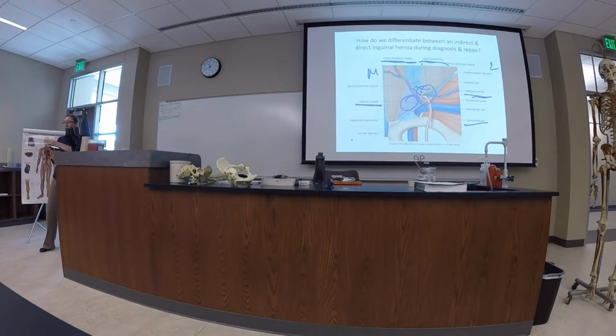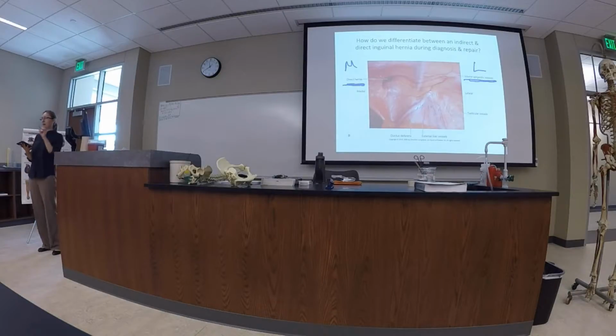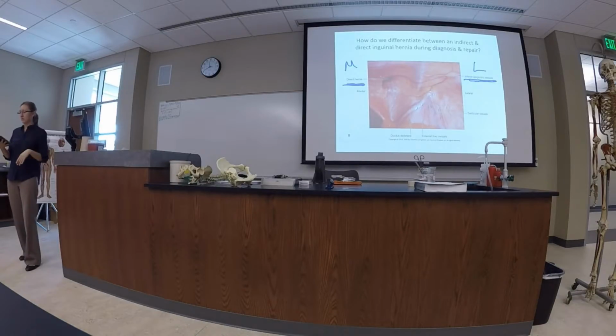If we take a look at what it looks like laparoscopically here, we have a direct hernia. We've got the inferior epigastric vessels here, medial, lateral. The inguinal hernia, you can see that outpouching is medial to the epigastric vessels. So this is your major diagnostic tool for differentiating between the two types of hernias.